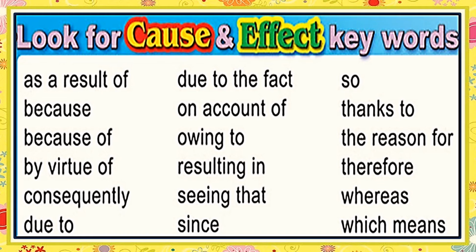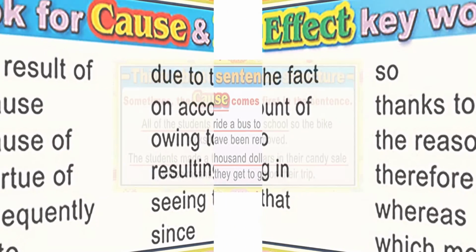So class, these keywords or signal words are between the cause and effect. So I repeat, class, sometimes cause is at the end of the sentence and effect is at the start or beginning of the sentence. Always look for the keyword or signal word because it will tell you where is the cause and where is the effect. But always remember that cause answers the question why and effect answers the question what.